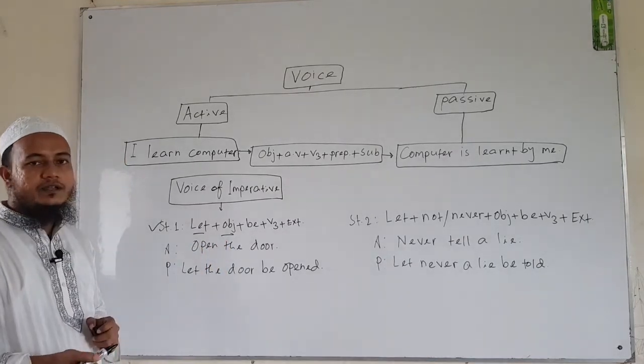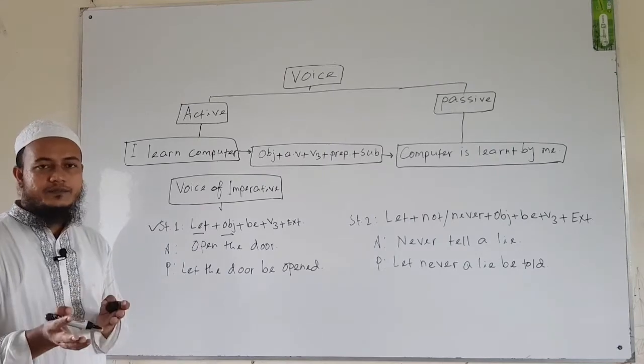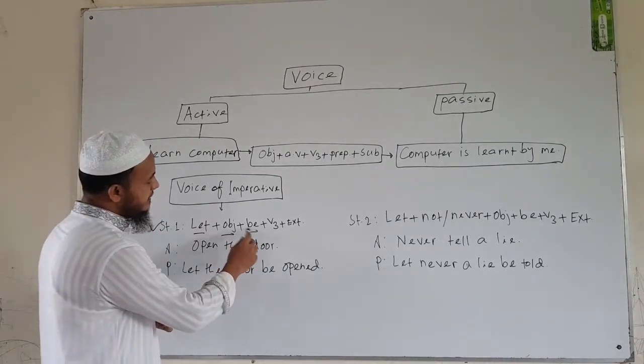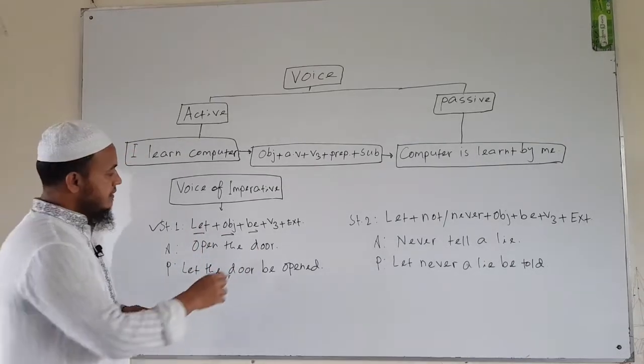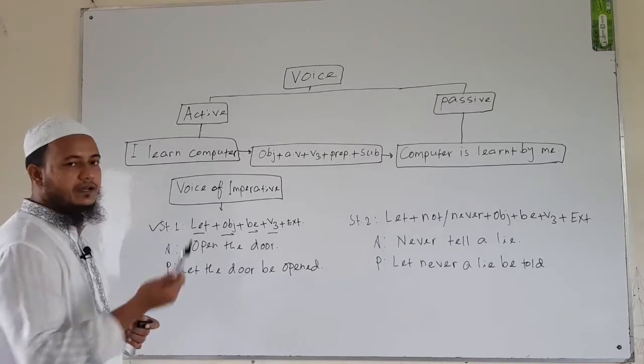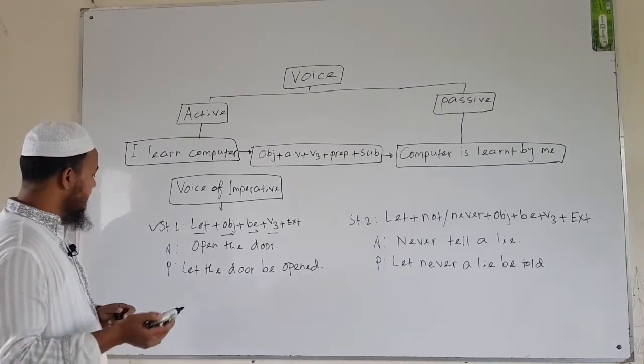As you know, an imperative sentence doesn't have any subject, so you will have to take the object, okay, and then be, and then the past participle form of the main verb, and finally the rest of the part, okay. So look at this example.